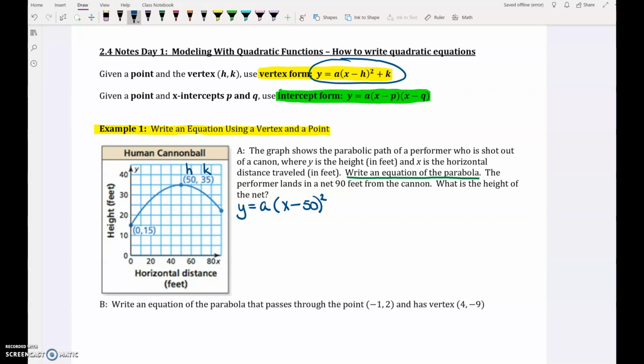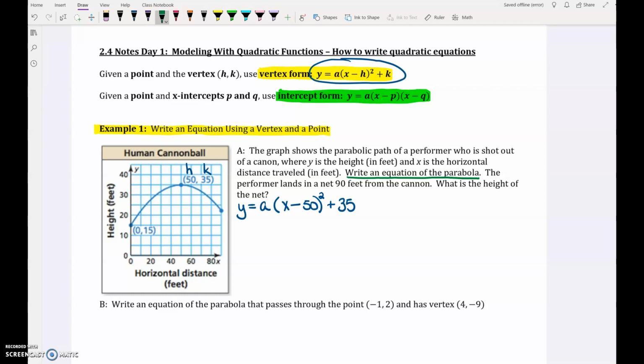Don't forget the square. The most common mistake is people forget the little square after the parentheses. Plus k, the y value of our vertex is 35. So step 1, write the equation. I know that we don't know a yet, but write the equation filling in h and k from your vertex.